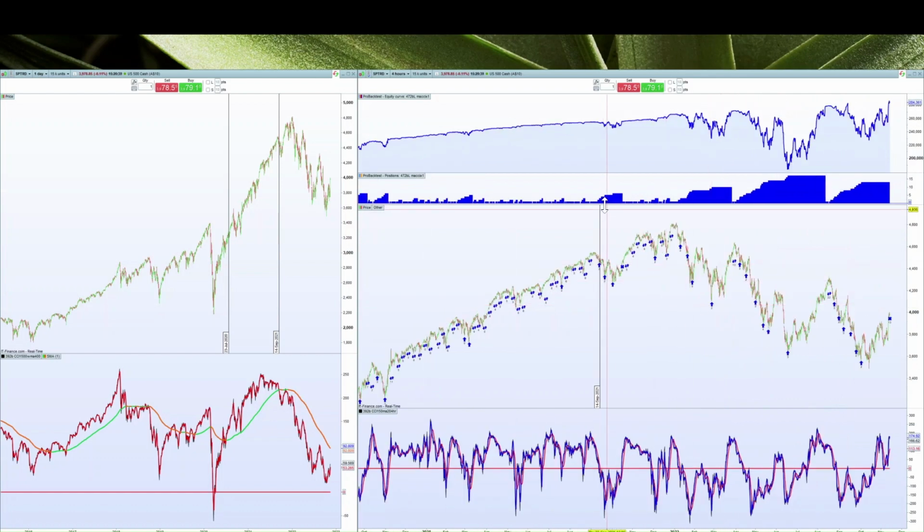Now in cases such as this where the entry is already made, we simply stop trading and stop adding contracts to that position. So there we would have stopped around the point of adding the third contract, and we wouldn't have added any more because the price now goes against us.